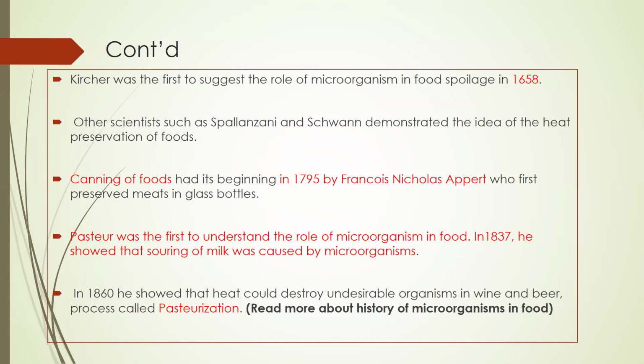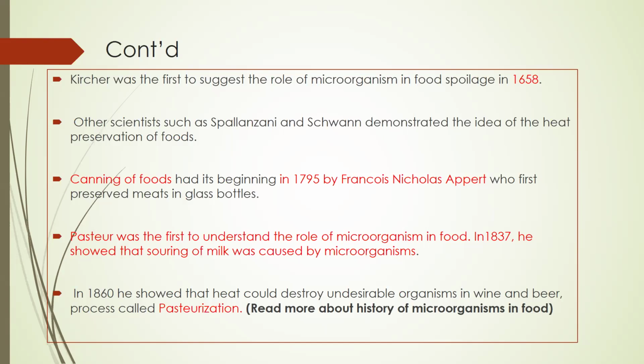Kepler was the first scientist to suggest the role of microorganisms in food spoilage in 1658. Before other scientists like Spallanzani and Swan demonstrated the idea of the heat preservation of foods. Canning of foods had its beginning in 1795 by Francois Nicolas Appert, who first preserved meat in glass bottles. He discovered that if he puts meat in glass bottles that have a curved neck so that air cannot go in, and boils the meat very well, the meat will not spoil. But if air is allowed to go in, the meat will spoil.